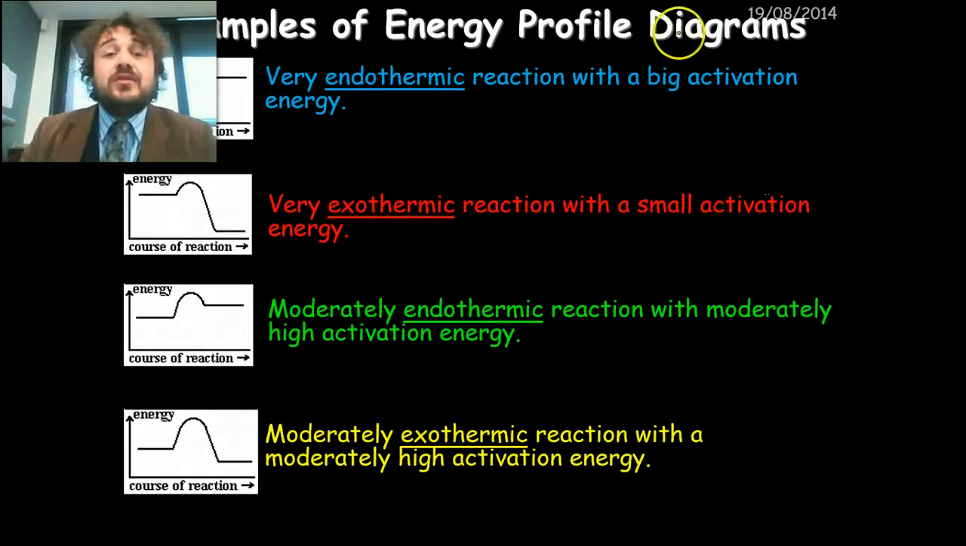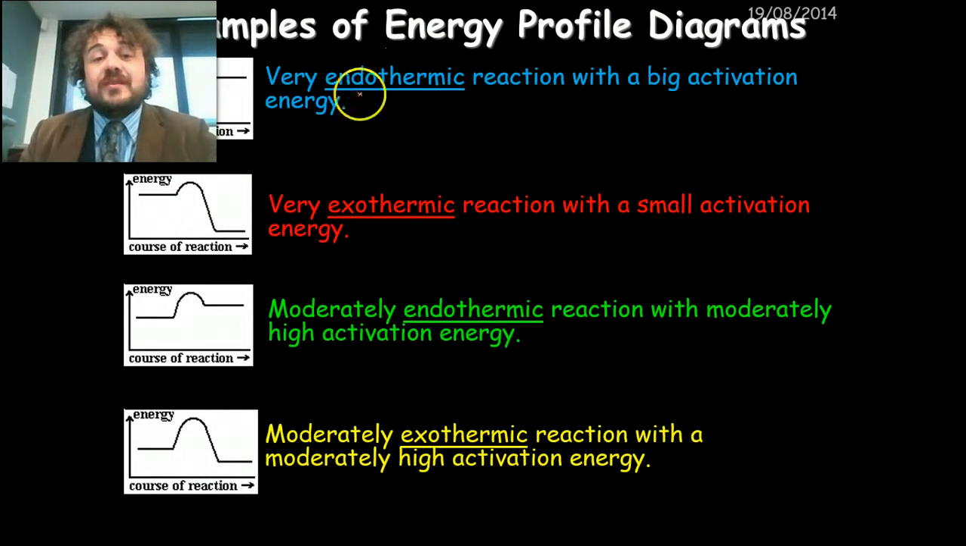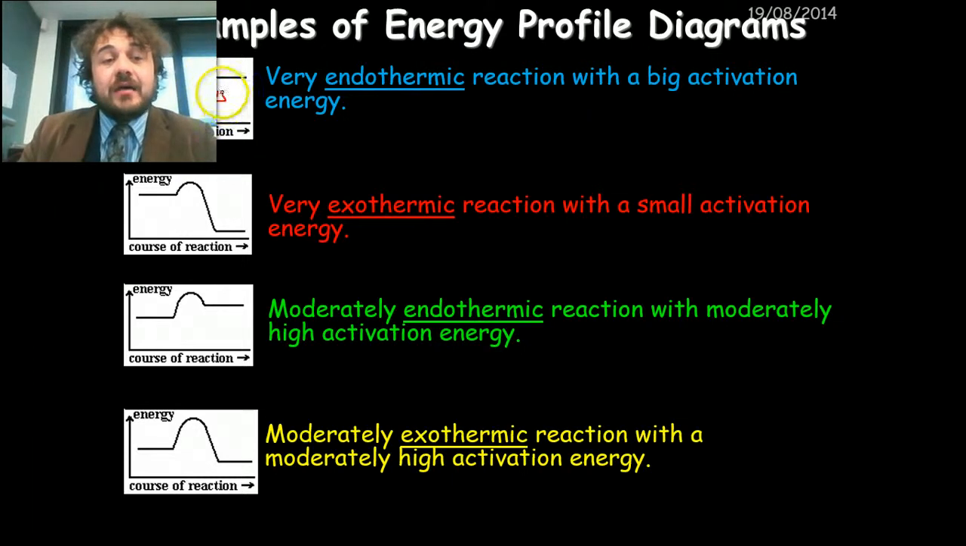Alright, we can have a look at the different types and we can work out which one is more endothermic and which one is more exothermic. And it's all to do with the gap. And that gap, by the way, is delta H. And here's the gap. It goes between there and there, and that is delta H.